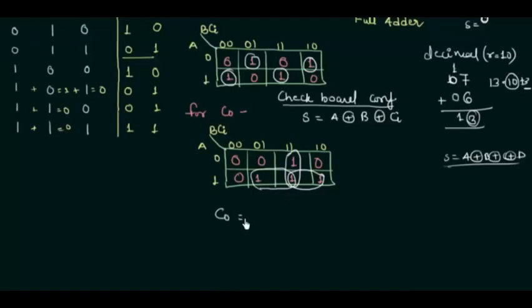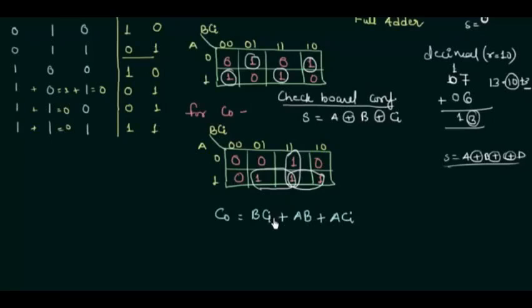So C output is what? From the first group we are going to get B Ci, or from the second group we are going to get A, and Ci is changing from 1 to 0, so it will be 1, and B is the same and it is 1, so A B. Similarly, from the third group we are having A and Ci. So this is what we are going to get if I directly solve this K-map.